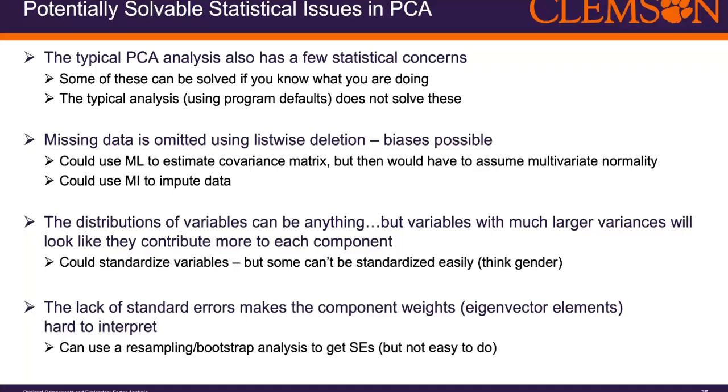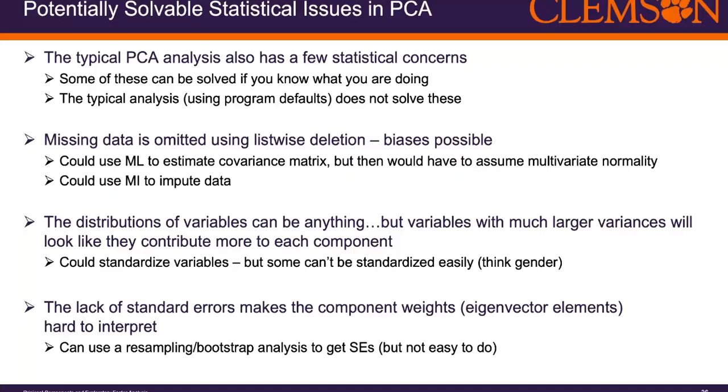First, missing data is omitted using listwise deletion. That is, we're going to have a lecture about missing data, but just know that potentially biases are possible. But we could remedy that by using maximum likelihood or multiple imputation to build our covariance matrix.